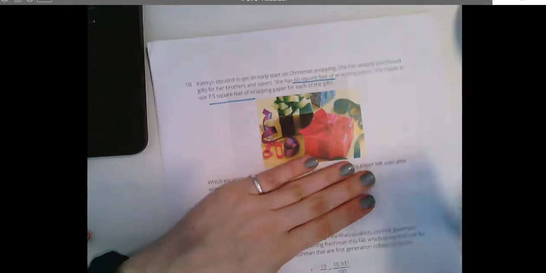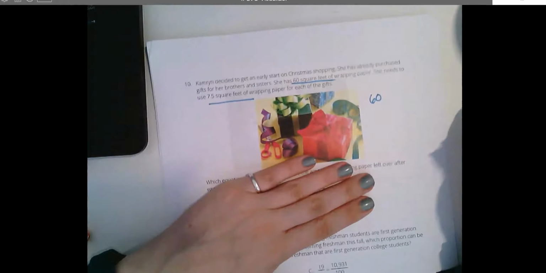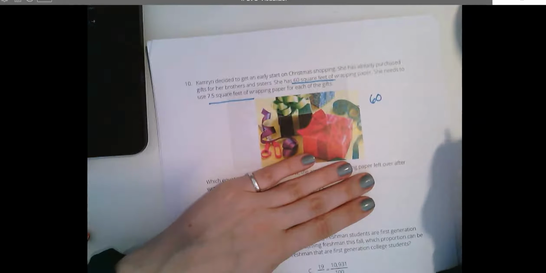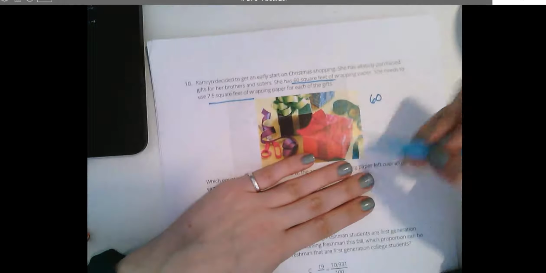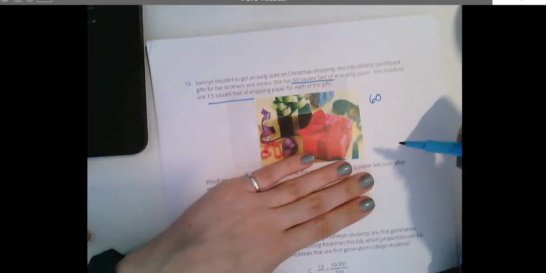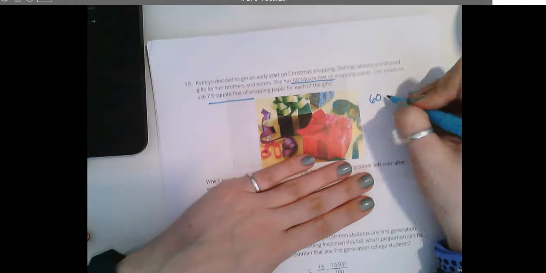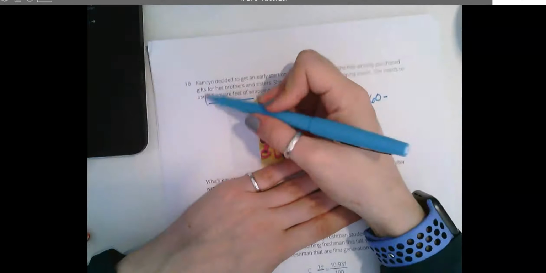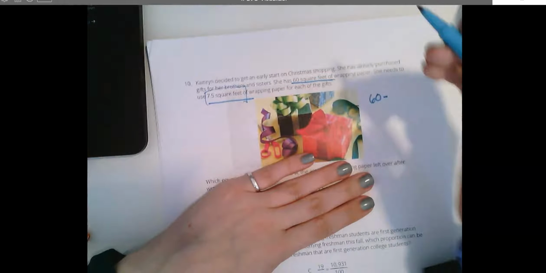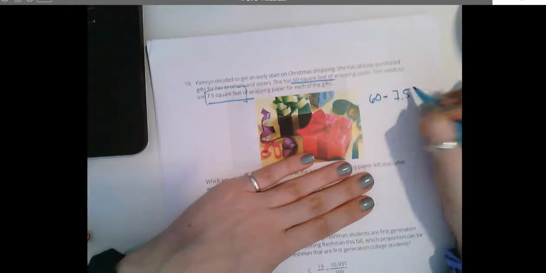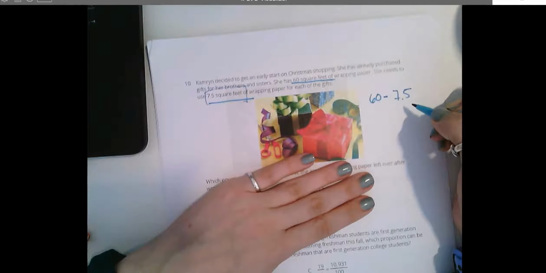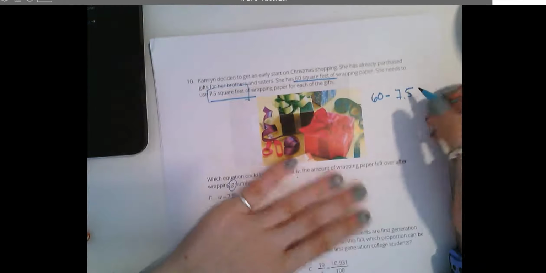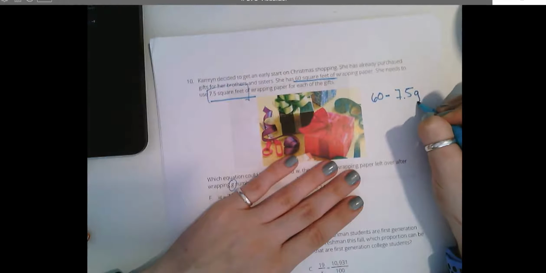Okay, she's starting with 60 square feet. When she wraps a present, she's not adding that wrapping paper to the roll. She's taking it away so she can wrap these pretty presents. So that's going to be subtraction. Every present uses the same amount of wrapping paper. And we don't know how many presents, but they did tell us that we're going to call them G. Oh, we're calling them gifts.